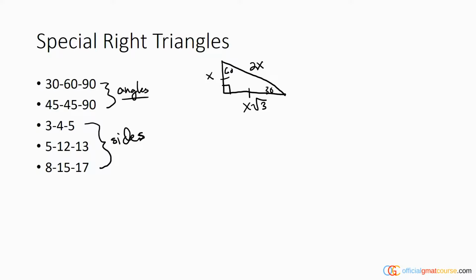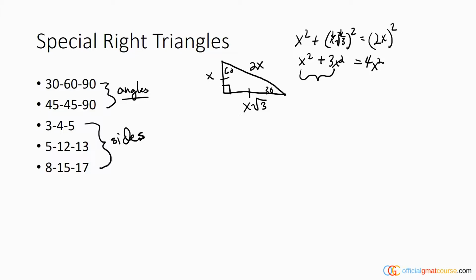And if you plug this into the Pythagorean theorem, you will get x squared plus (x root 3) squared equals (2x) squared. And what you find is you'd get x squared plus 3x squared, because you square both the 3 and the x separately, but keep them multiplied. And then doing the same idea on the right-hand side, you'd get 4x squared. And 1x squared plus 3x squared equals 4x squared.